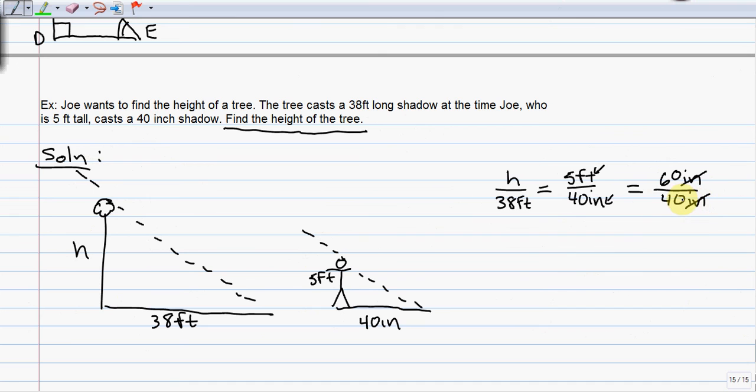Now this is a pretty easy equation to solve. h is equal to 60 over 40 times the 38 feet. Again, our units were the same, so they canceled for the inches, and we're going to be left with feet as our units. So our height is 60 divided by 40 times 38, or the tree is 57 feet tall.